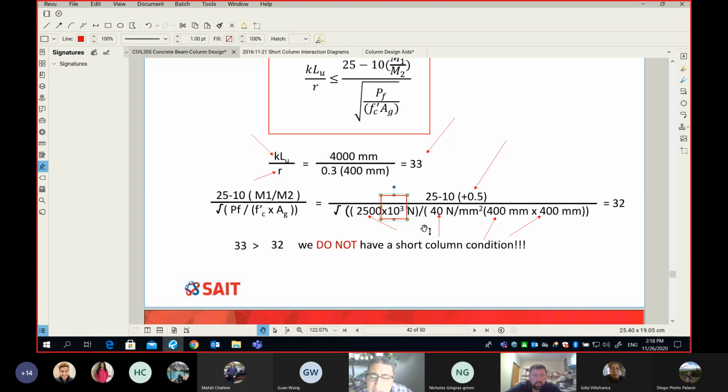Why is this tricky? Because of the units. The 2,500 is in kilonewton, while everything in this equation is in millimeter. So what I did is simply multiply by 1,000 to turn kilonewton into newton. And what happens here, look at this, is equal to 32. You can check, please. I recommend you do that right now.